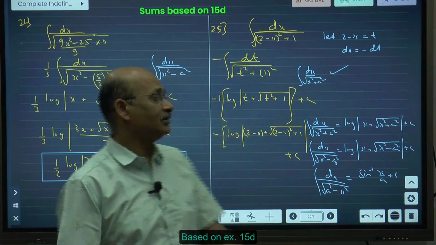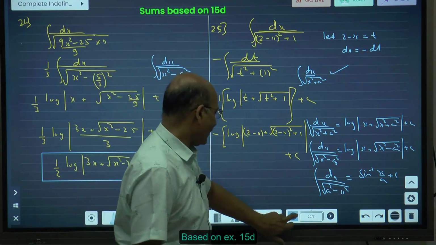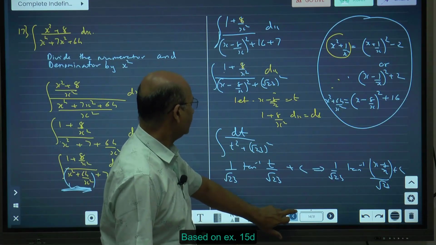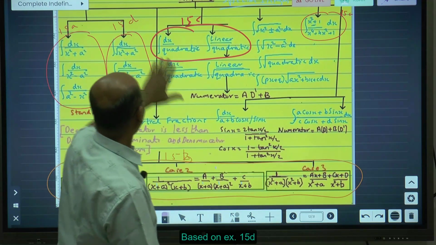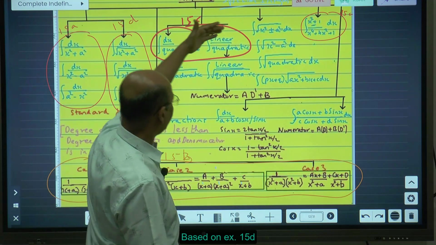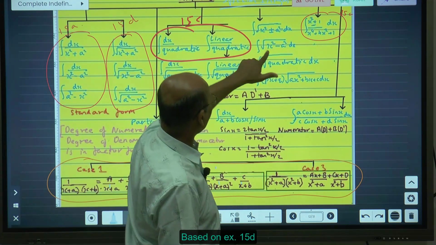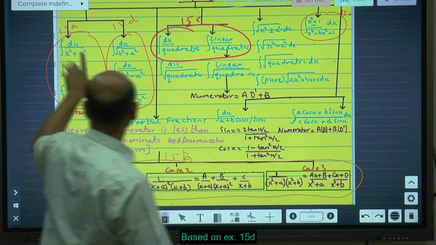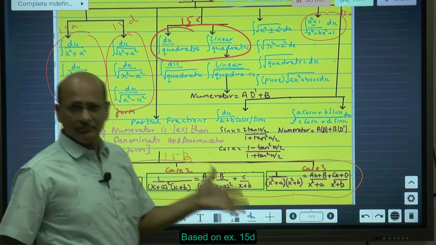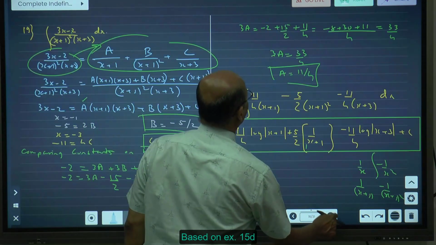Remember, all the sums need to be done like this, but you have to ensure any format, children, any format, whether it's dx upon by term, dx upon quadratic, linear upon quadratic, linear upon root, or this, the x square coefficient should be 1. X square coefficient should always be 1 in all this pattern. Otherwise, you cannot proceed. Okay, keep that in mind. So let us just take it out quickly now.